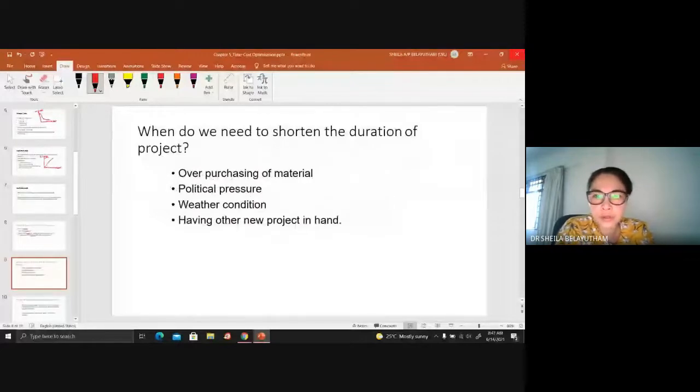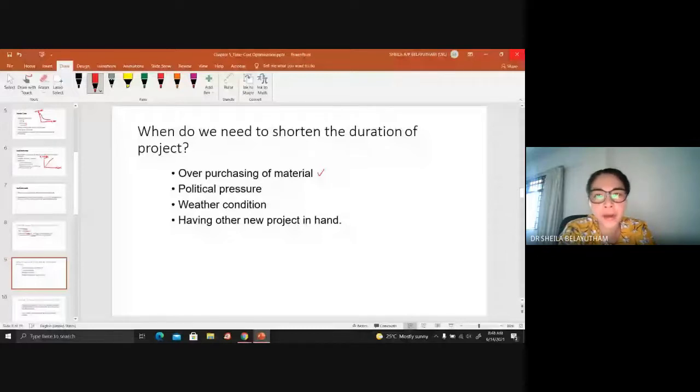And when do we need to shorten the duration? There are several circumstances that we might come across. Over-purchasing of material. This one would happen sometimes. For example, we have over-purchased materials which would get spoiled if we leave them for a longer period of time on site without a proper storage area.